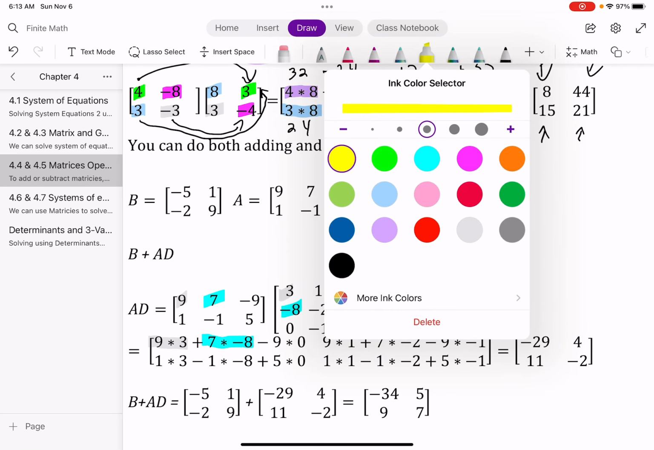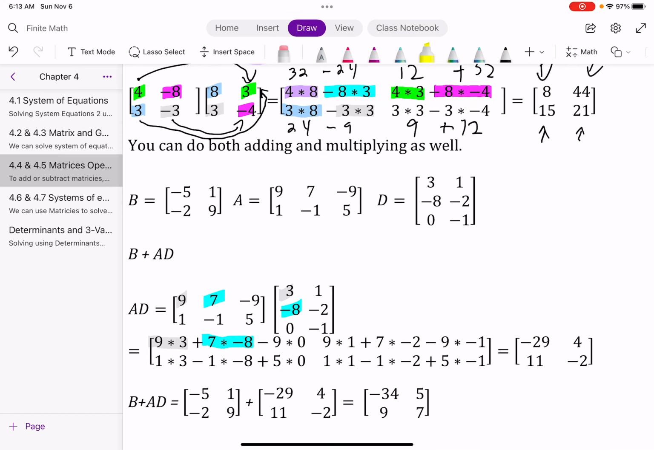And do yellow: negative 9 and 0. Which gives us what? 9 times 3 is 27. 7 times negative 8 is negative 56. And 9 times 0 is 0. Add those together, and you get your negative 29.